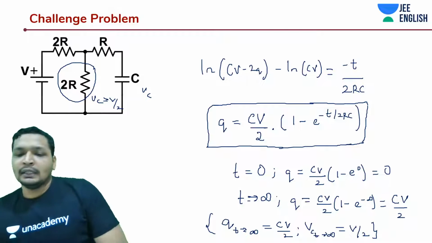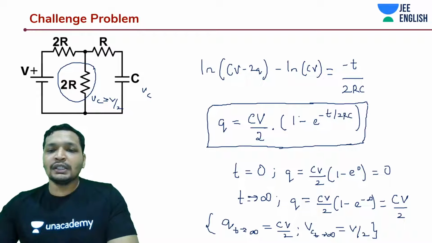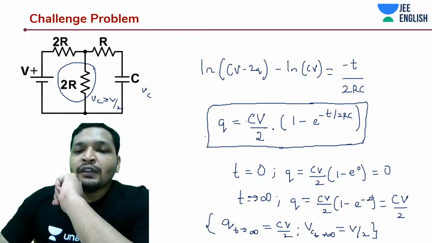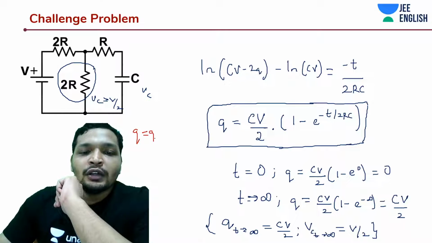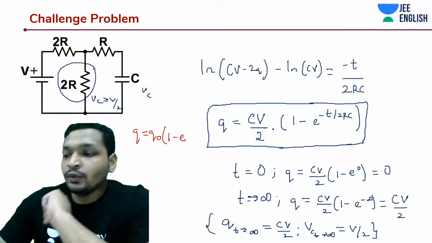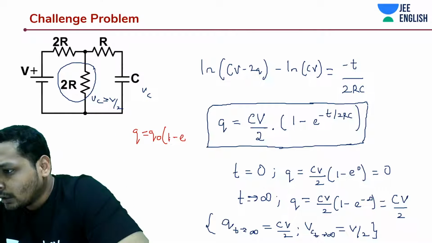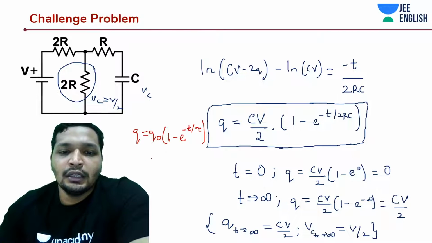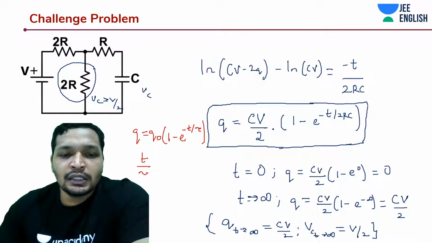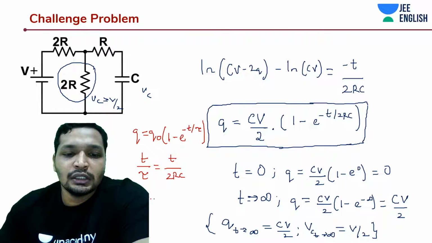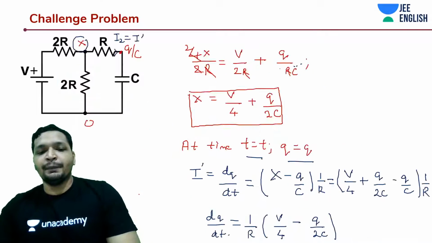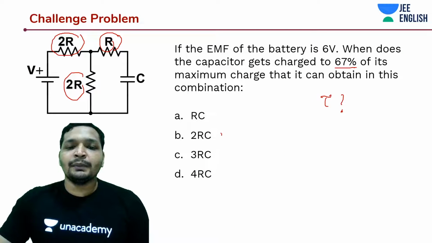Okay, and that being said, let's move into the next question. So in this case, what is that tau? This is in the form Q is equal to Q naught times 1 minus e to the power t by tau, right? And our t by tau is equal to t by 2RC, so our tau is 2RC. That's it. Okay, simple. So that should be B.